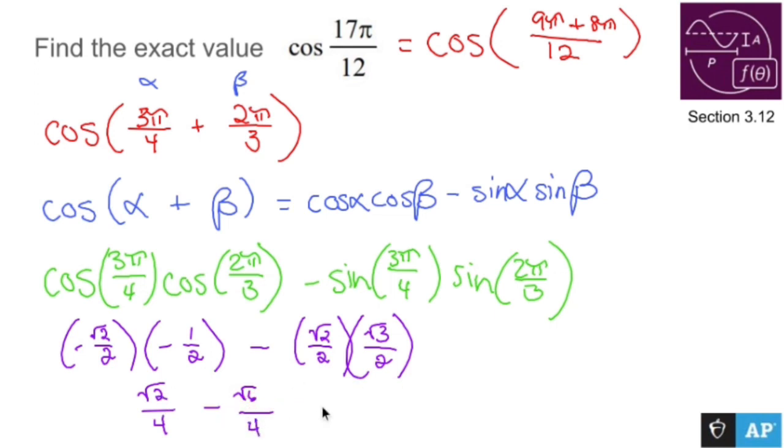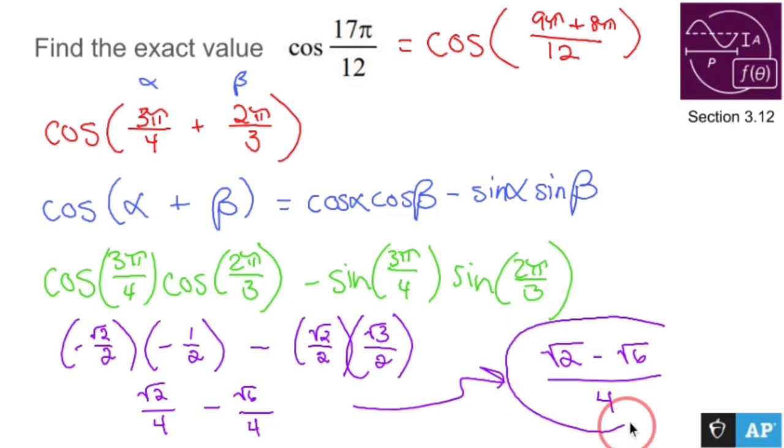Root 2 minus root 6, both of them over 4, is going to end up being, and let me put it over here where I have a little bit more space, root 2 minus root 6 over 4. I can't simplify that any further. Don't even try it. They're square roots. They're not even. So that's it. That's the cosine addition identity.